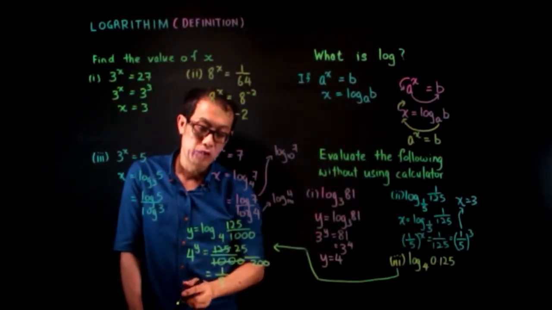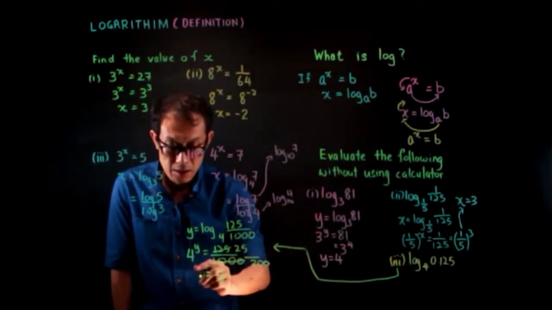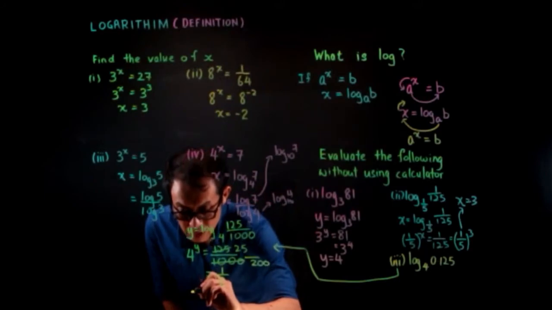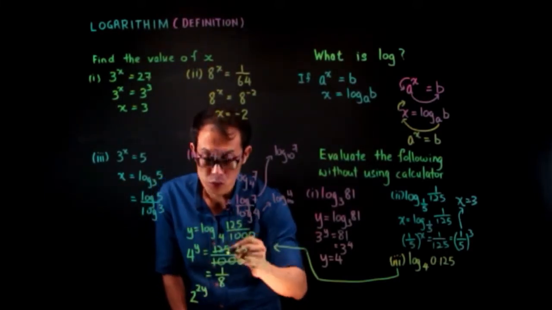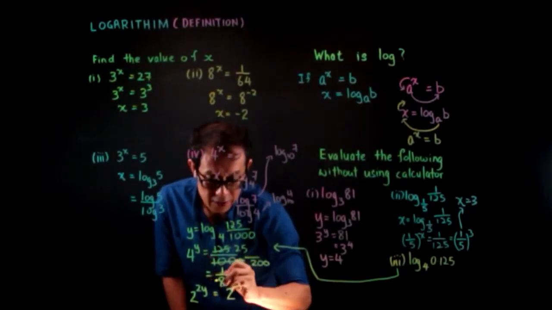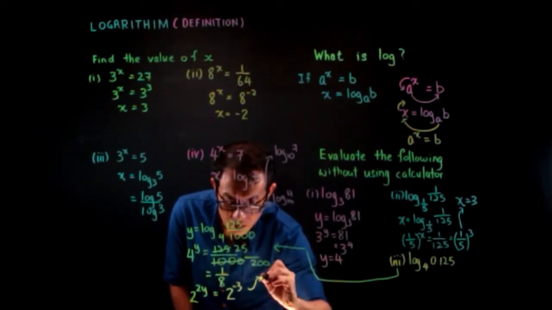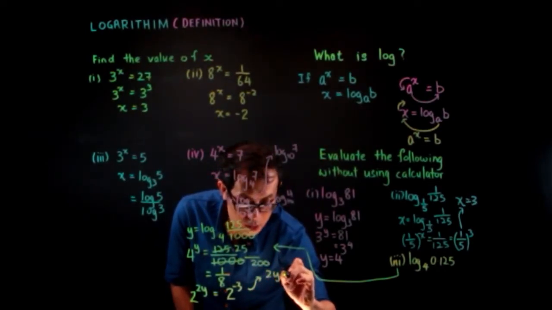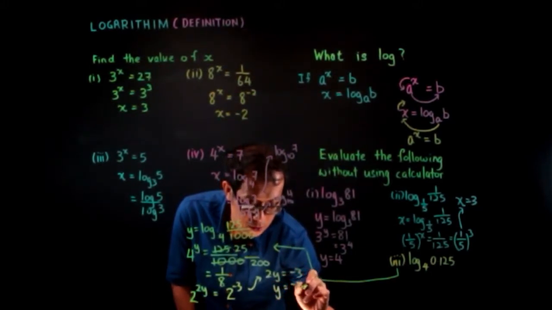Now 1 over 8 is 2 to the power of minus 3. And this can be expressed as 2 to the power of 2y, because 4 is 2 to the power of 2, equals 2 to the power of minus 3. Therefore, 2y is equal to minus 3. So y is equal to minus 3 over 2.